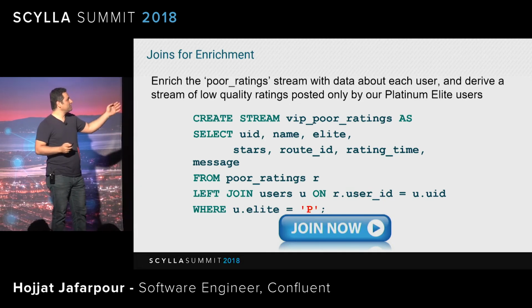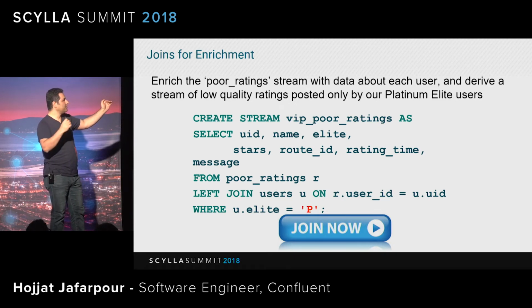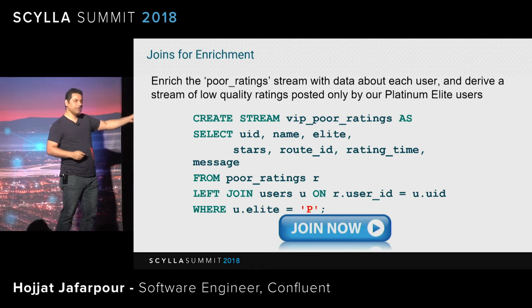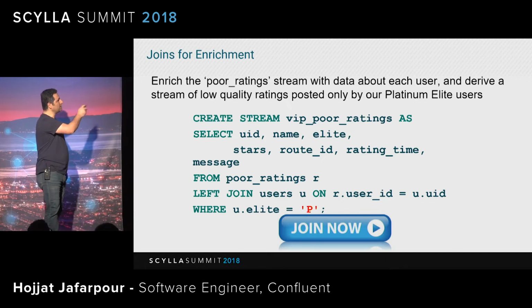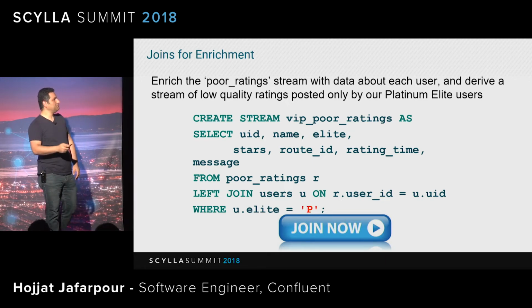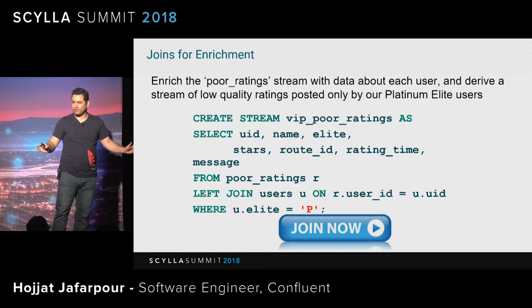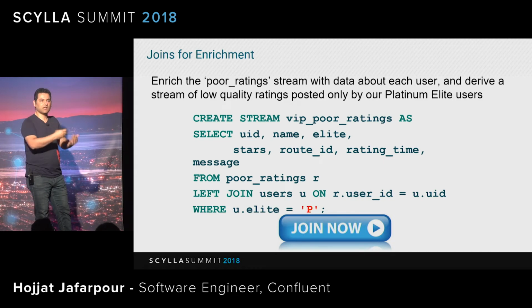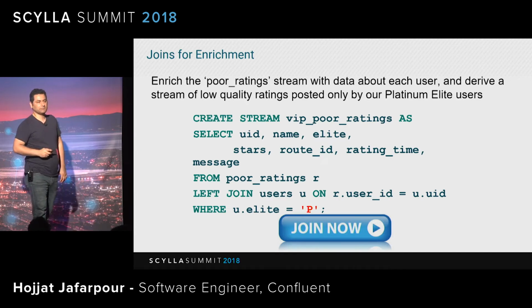We just want to make sure that our platinum users are happy. So we can easily join the poor ratings stream that we had with the user table and do a where clause here and only get the platinum users. And we'll put this in a new stream. We call it VIP poor ratings. As you see, so far I am just writing simple SQL, but underneath, these are going to be translated into Kafka Streams jobs and continuously running for me. So now I have a VIP poor ratings stream.